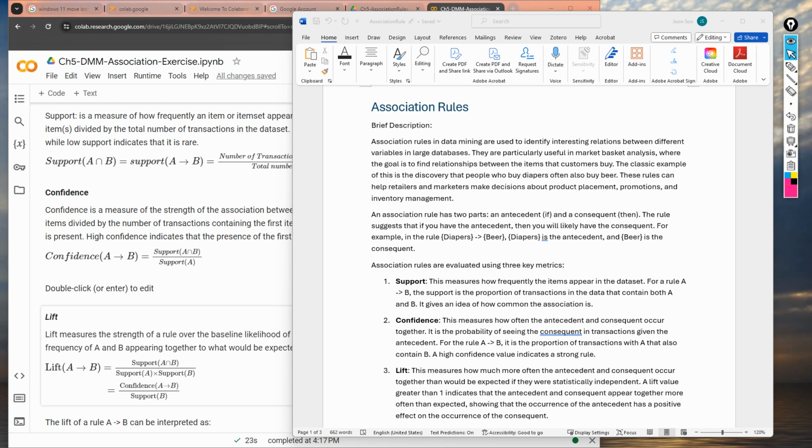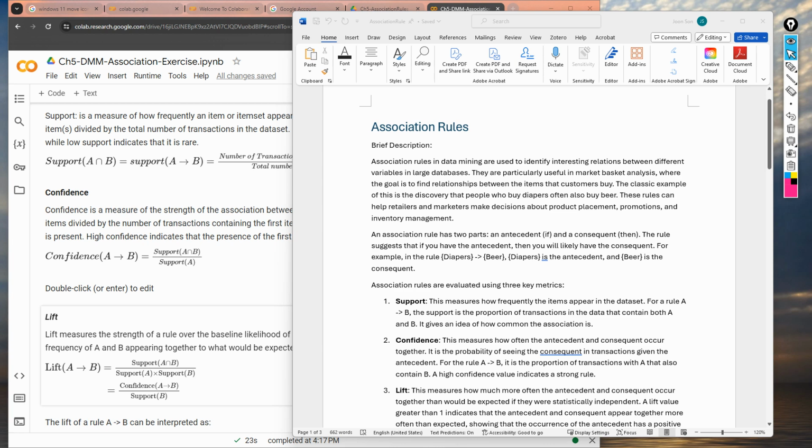Okay, so I'm going to briefly talk about association rules. The basic description is that association rules in data mining are used to identify interesting relations between the different variables in a large database. For example, the classical example of association rules is a very typical example.